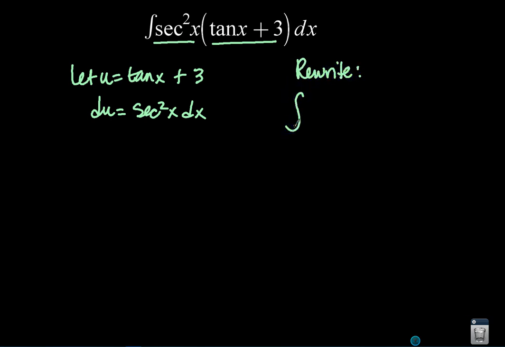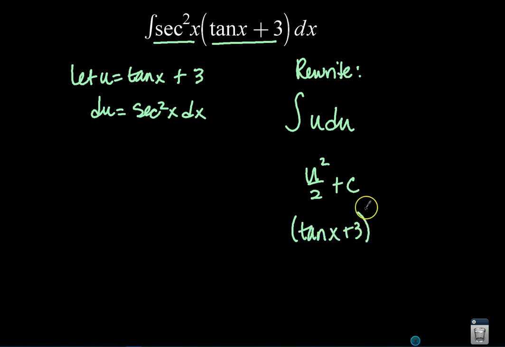I've got the integral of u, which is now tangent x plus 3, and then du replaces these two terms. Boom. Integral of u du. That's a reverse power rule situation. U squared over 2 plus c. So now this becomes tangent of x plus 3 quantity squared all over 2 plus c.